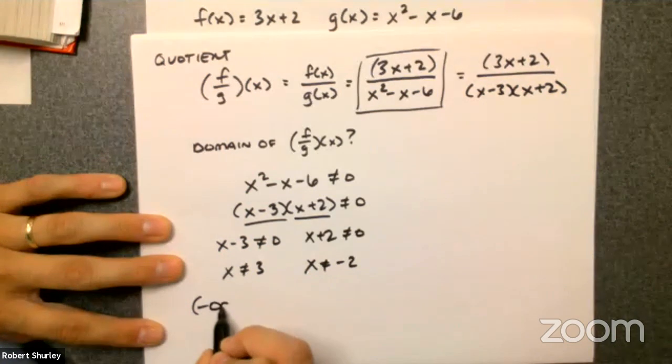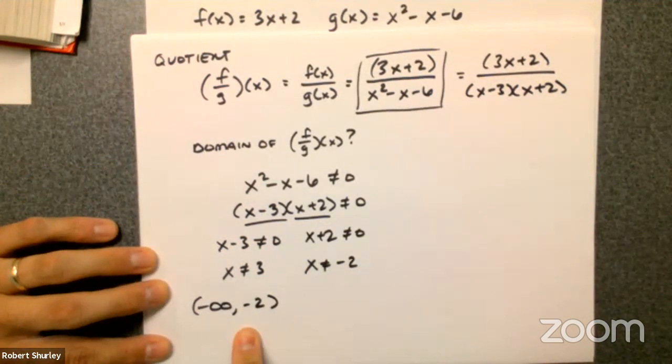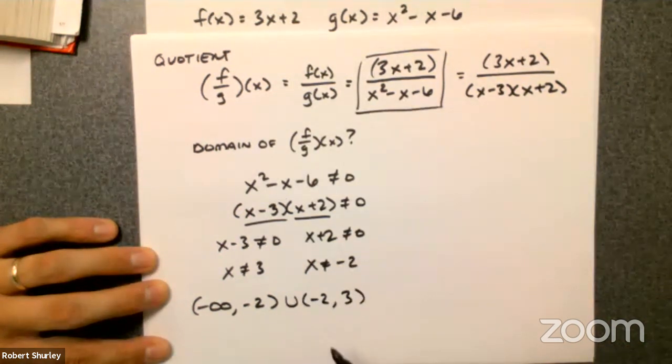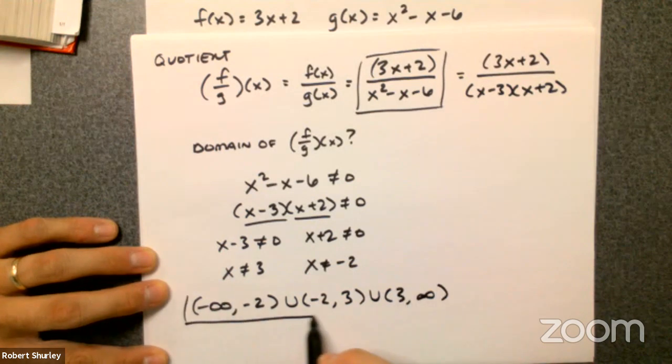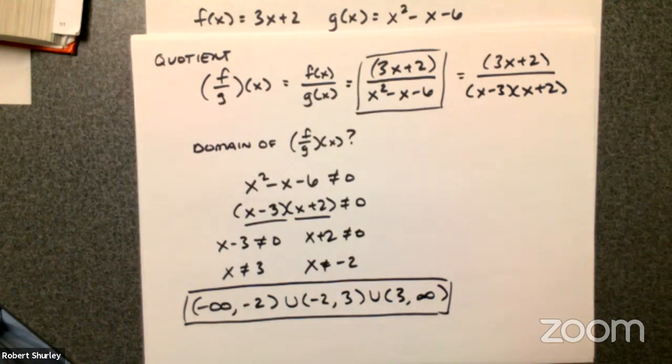So it's -infinity to -2. We could be anything in there in that interval. Then we could be anything in between -2 and 3, right? And then we can be anything greater than 3. That would be my solution, okay? That would be my solution. Okay, that's fine, Sherry.